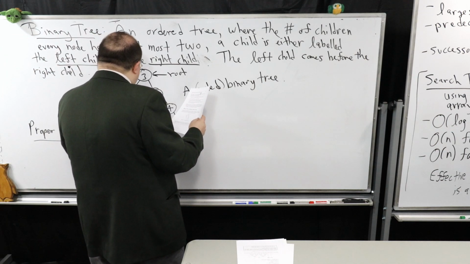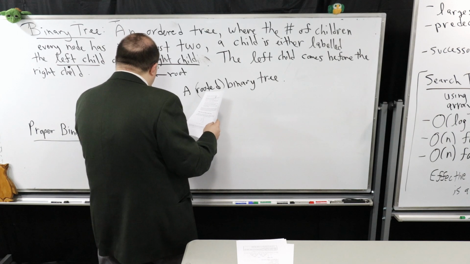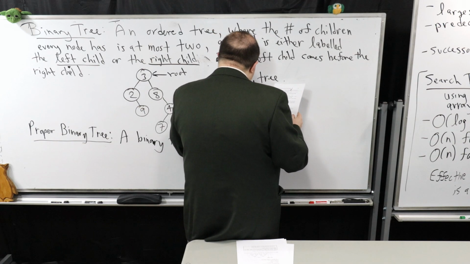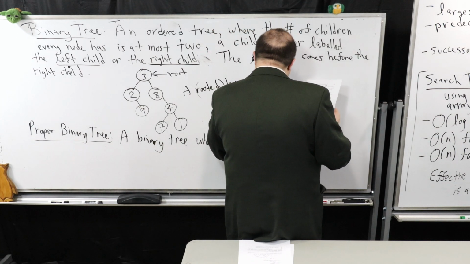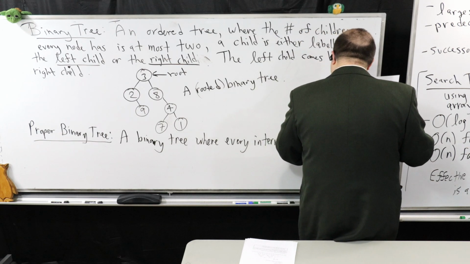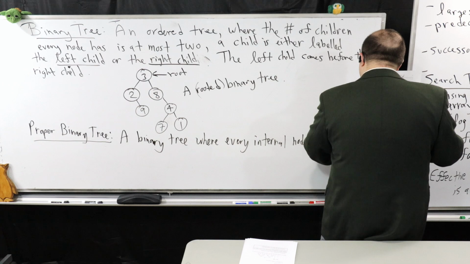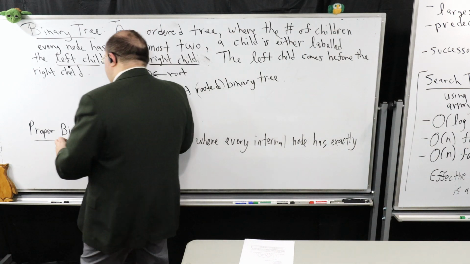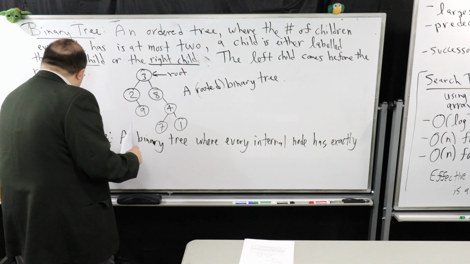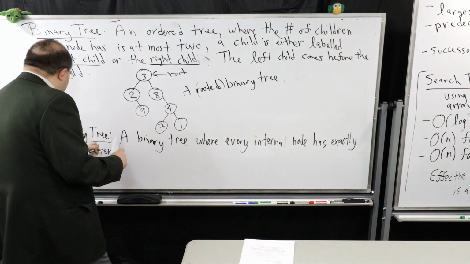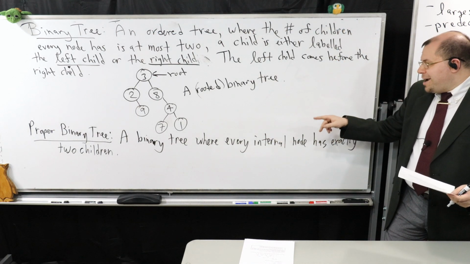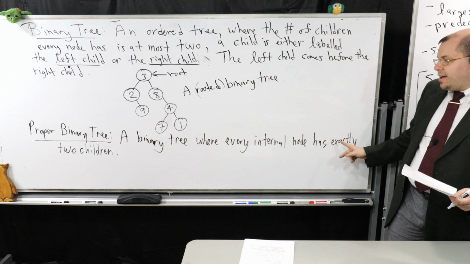So this is simply a binary tree where every internal node has exactly 2 children. So just to reiterate, a proper binary tree is where every internal node has exactly 2 children.